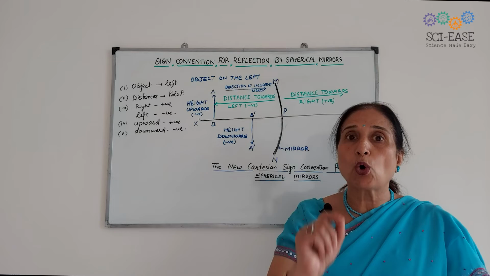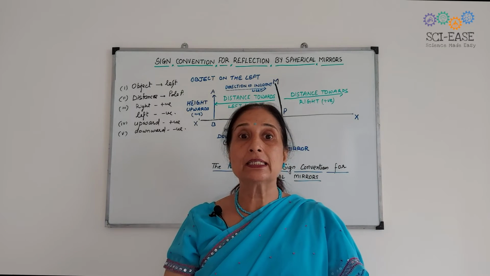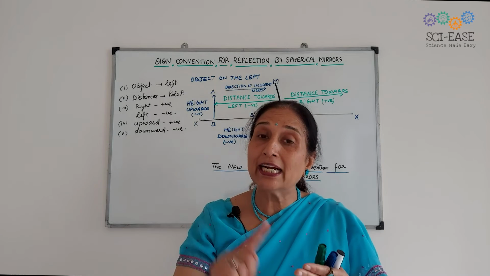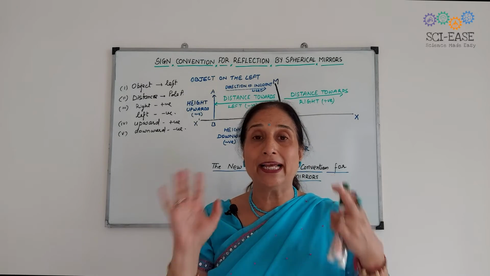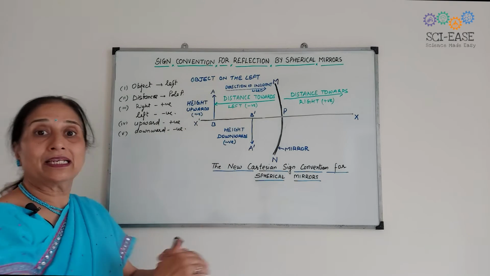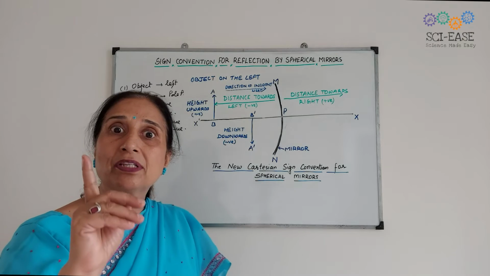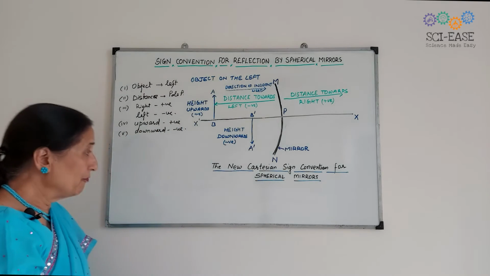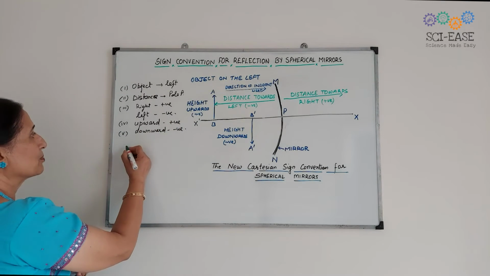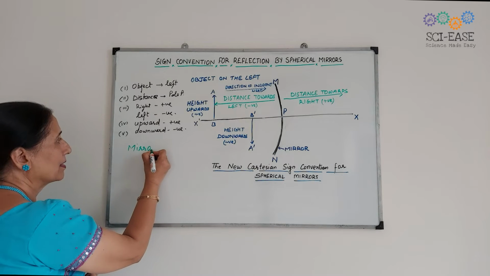When we are to solve the numericals, we must put a negative or positive sign accordingly. By using these sign conventions, we can derive the mirror formula. Very important, we can deduce the mirror formula from this.